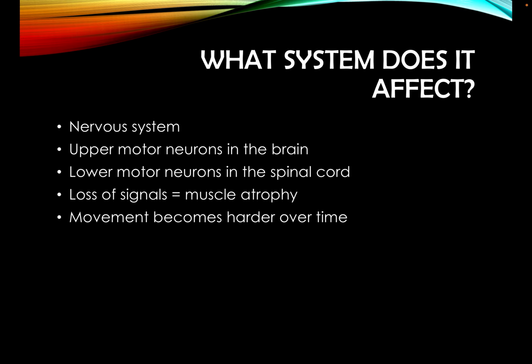The nervous system is the main system affected by ALS. The upper motor neurons are in your brain, and the lower motor neurons go from your spinal cord to your muscles. When these neurons die, the muscles shrink because they are not getting any signals anymore. That is why people lose movement and strength.